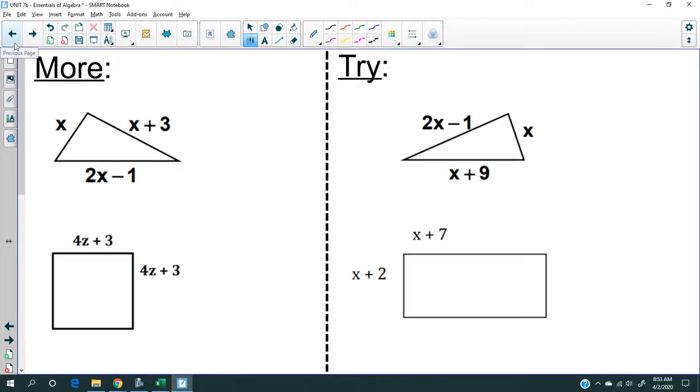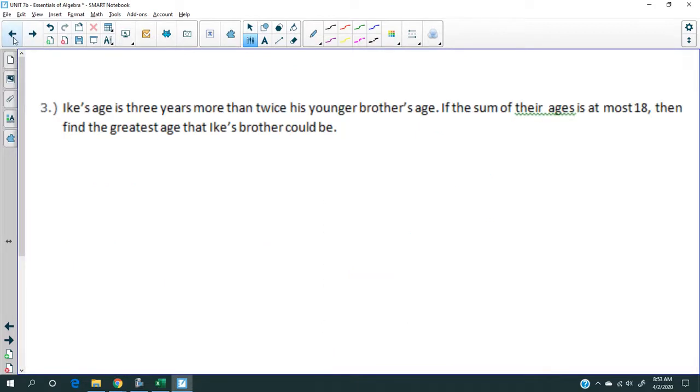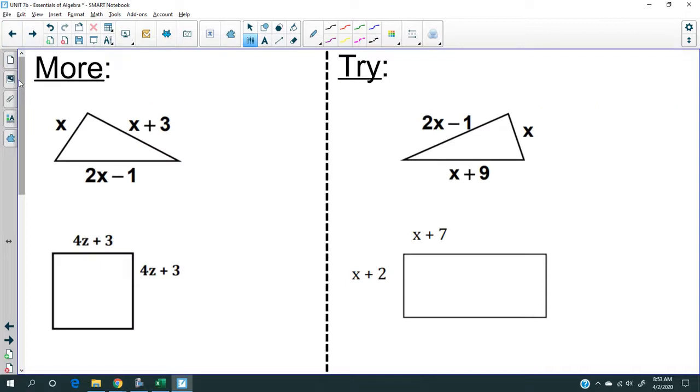Now I'm trying something a little bit different, okay? And that is we're going to use some geometry ideas and use that with combining like terms. Okay, so this is a little more challenging.